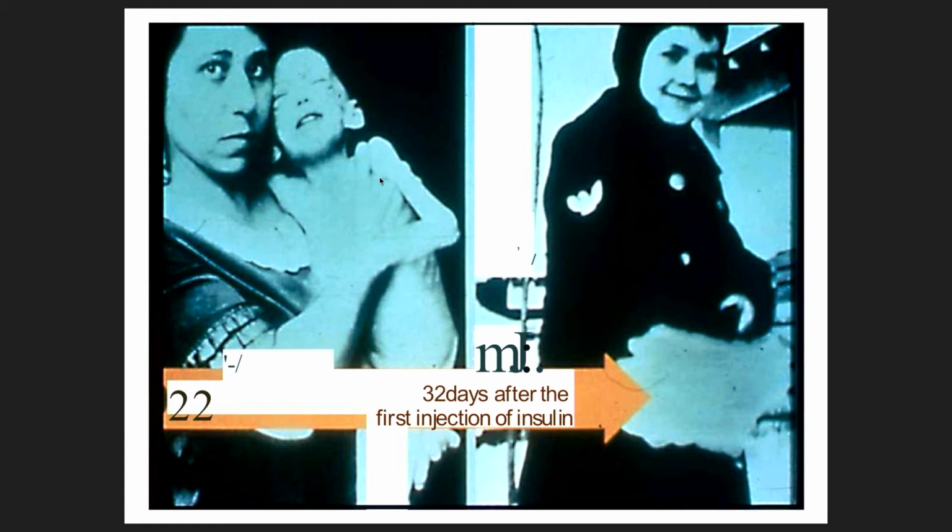Because he could not utilize the glucose for energy production, so the body broke down all the fat tissue to get the energy by formation of ketone, so the child was skin and bone, almost dying. What happened after giving the insulin? 30 days after the first injection of insulin, see what happens.